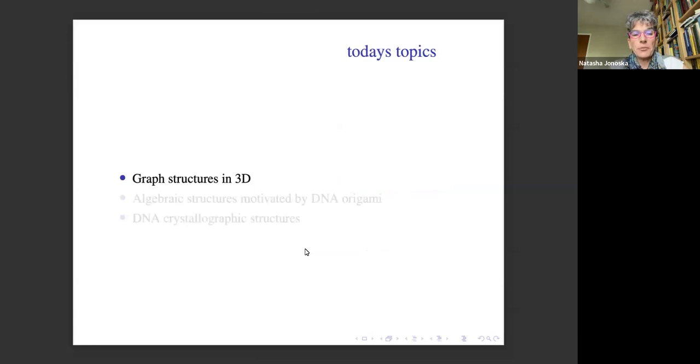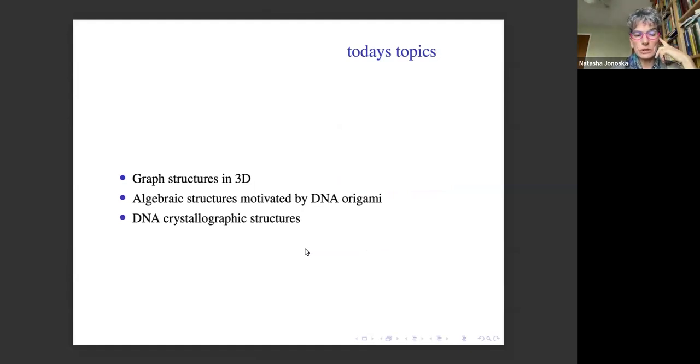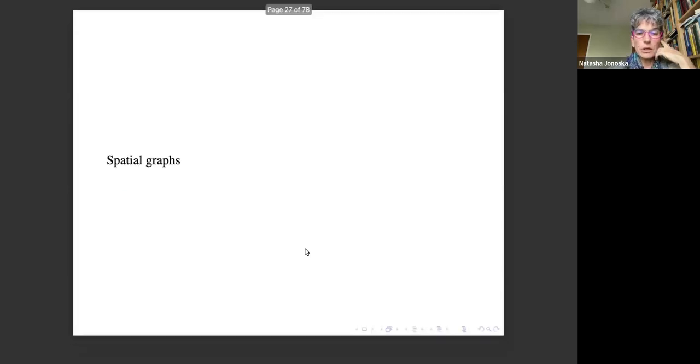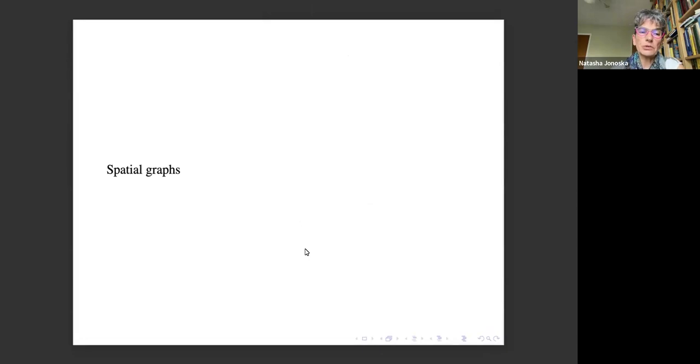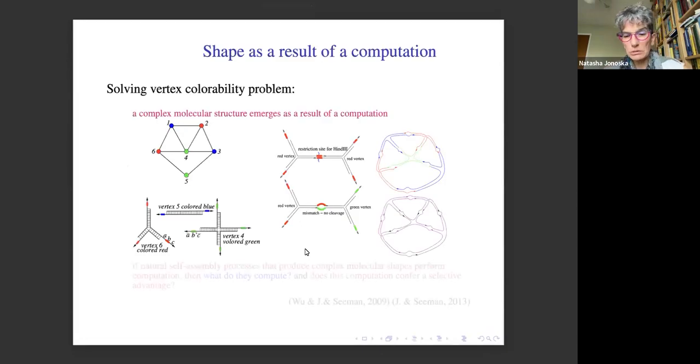So I'm going to talk about graph structures in 3D and how some topology questions arise in these three-dimensional structures. I will mention some algebraic structures motivating DNA origami, but maybe I'll skip that. I will probably focus at the end of my talk on DNA crystallographic structures, which is the latest development in the lab and our interests. So we'll start with spatial graphs, and I'm going to show you one simple example.